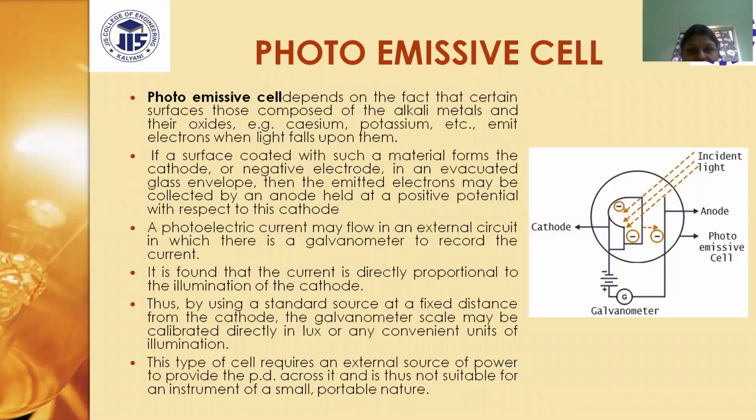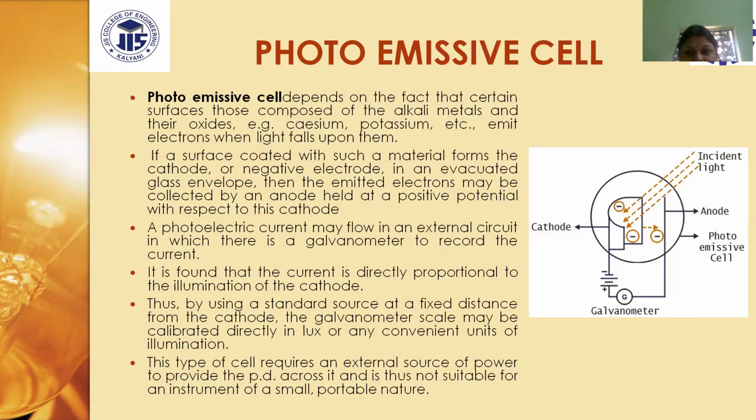Next, if a surface coated with such a material forms the cathode or negative electrode in an evacuated glass envelope, then the emitted electrons may be collected by an anode held at a positive potential with respect to this cathode. A photoelectric current may flow in an external circuit in which there is a galvanometer to record the current. It is found that the current is directly proportional to the illumination of the cathode.